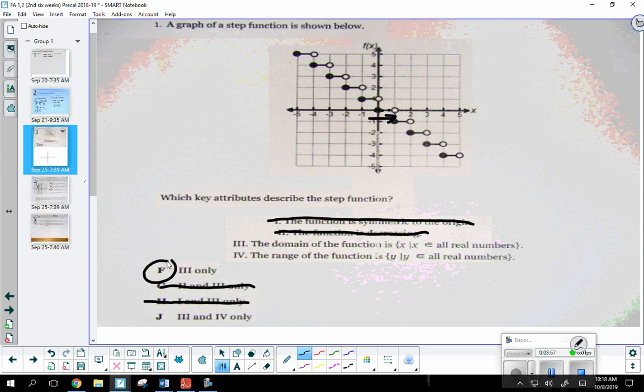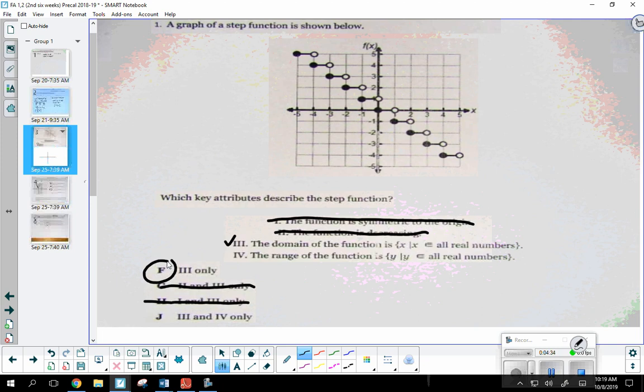3 says the domain of the function is, now remember, this is a solution set, all values of x, what's that bar mean? Such that, x belongs to the real numbers. Well, is the domain of this guy all reals? I'm thinking yes. But I'm looking at this and I'm seeing a lot of open circles. There you go. The other step kind of accounts for that. Even though this step doesn't include 1, this step does. So 3 is good. But unfortunately, that doesn't help me narrow it down between F and J.